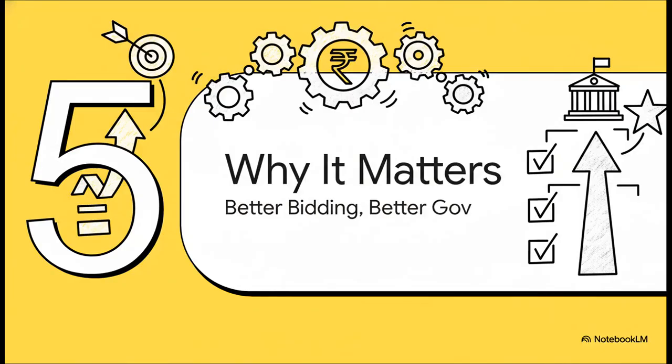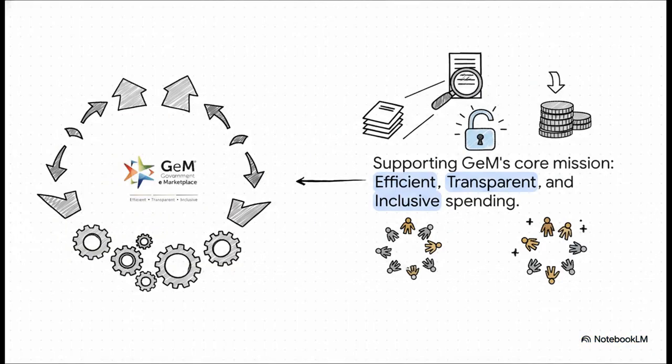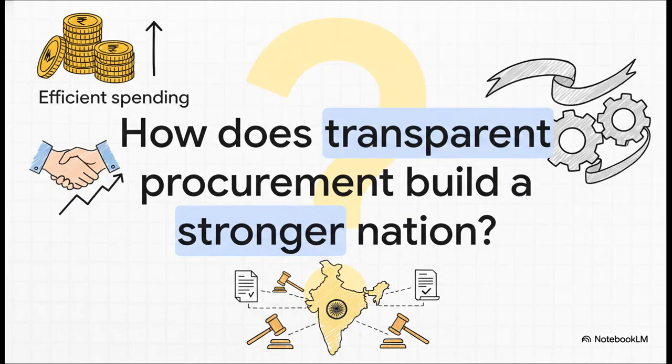So, we've gone through the what and the how, but let's zoom out for a second and talk about the why. Why does a feature like item-wise BOQ bidding even matter in the big picture? It really all boils down to GeM's core mission, which is to make government spending more efficient, transparent, and inclusive. Item-wise bidding hits all three. It drives down costs, it creates a perfectly clear paper trail, and it gives smaller, specialized businesses a fair shot at winning government contracts.